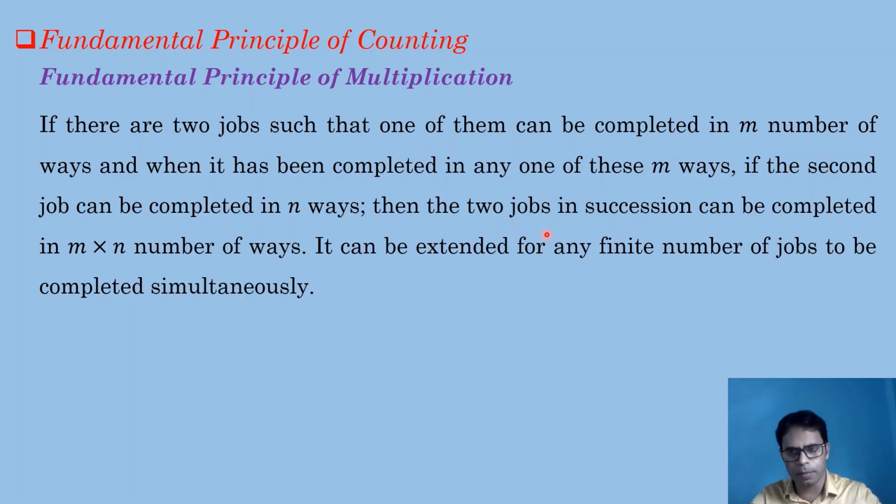this means after completion of the first job you go to the second job. This is called in succession. So then these two jobs in succession can be completed in m into n number of ways, and this is called the fundamental principle of multiplication. So what does the principle tell us? I am writing here only for two jobs, you may have more than two jobs also.